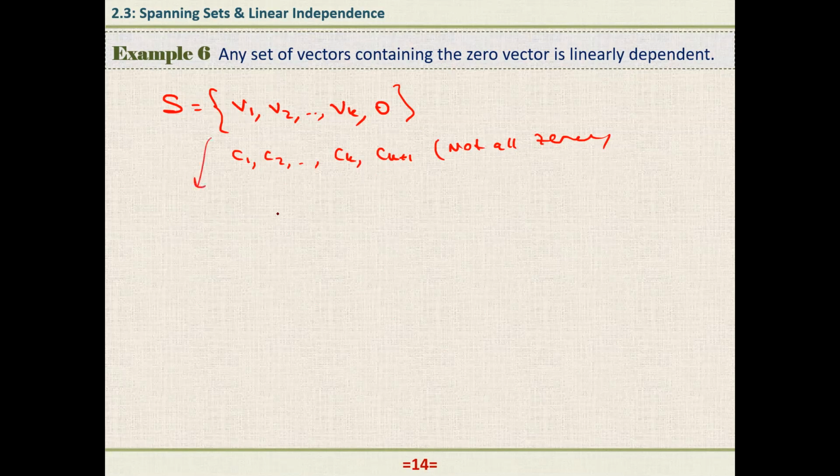So if I choose it like this, 0 times V1 plus 0 times V2 plus, and here we have 0 times Vk, and plus here we have a non-zero number, let's say C times the 0 vector, which is always equal to the 0 vector. Here C is not equal to 0, right? And that's why, if we have a set of vectors and this set contains at least a 0 vector, then these vectors are always linearly dependent.